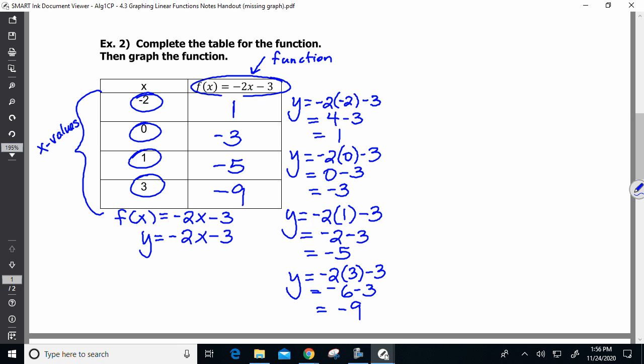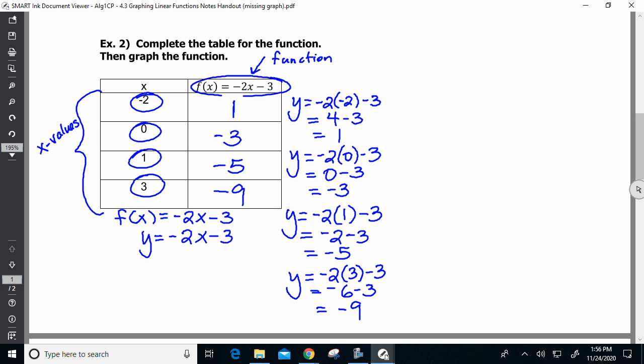Any other questions before we continue? We've now completed our table. Now, about this blank space.